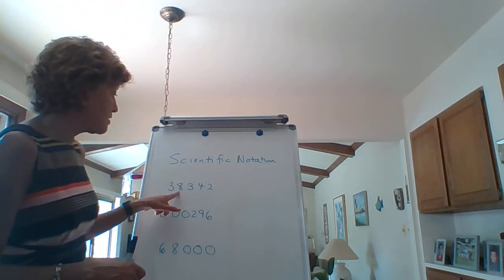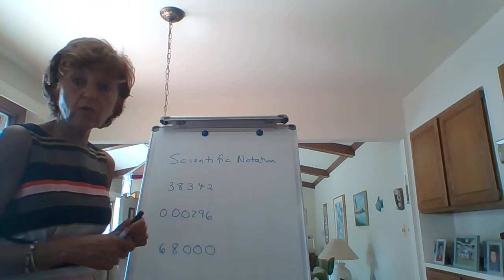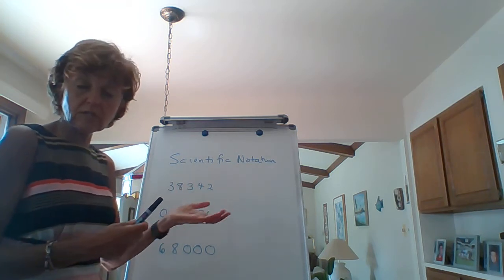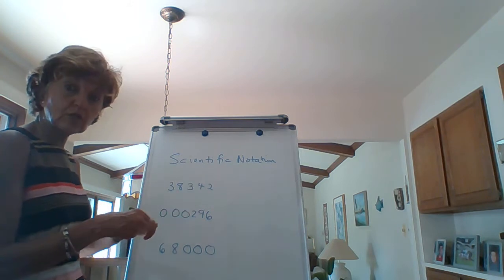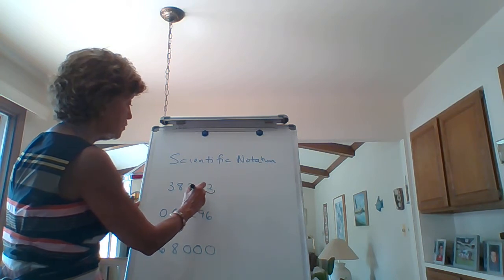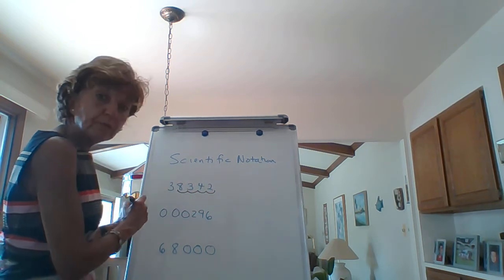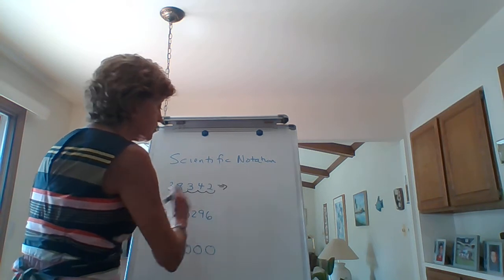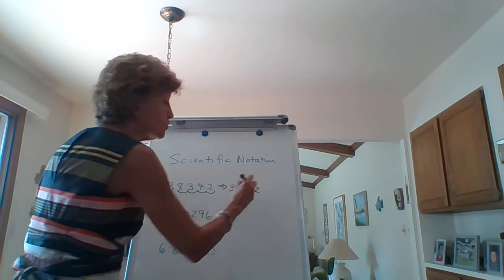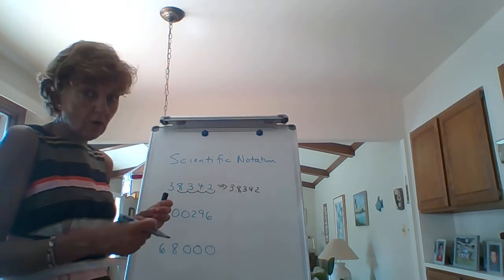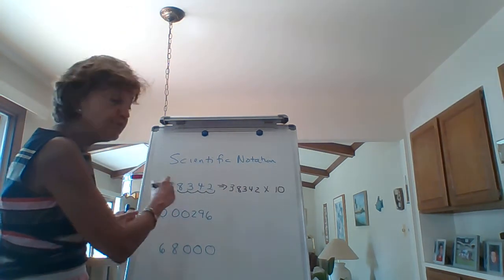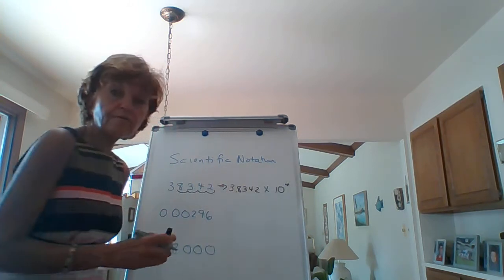This number over here is 38,342. If you are asked to turn it into scientific notation, every single digit here is significant. So you've got to keep all the digits, but you've got to move the decimal. Here's the decimal right here: 1, 2, 3, 4. You moved it 4 places. So when you turn this into scientific notation, you write 3.8342, keeping all the digits because they are all significant, times 10, and because you moved it 4 places, to the positive 4.